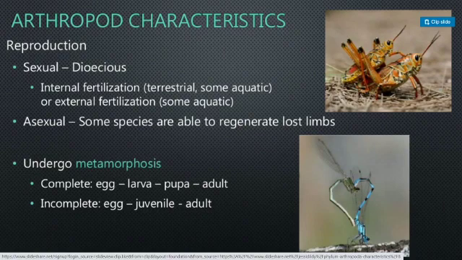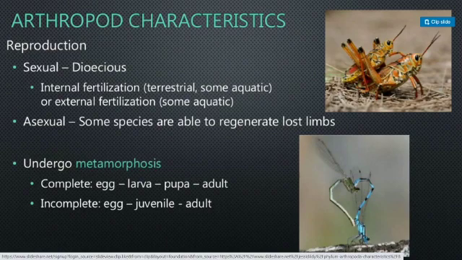But asexual reproduction is limited in arthropods, but some species are able to regenerate their lost limbs. Another special character of the arthropods is that they undergo metamorphosis. What is metamorphosis? All the changes occurring from the fertilization of an egg to the formation of an adult are collectively called metamorphosis. During metamorphosis, a larva undergoes a series of changes called ecdysis or molting, in which it casts off or removes its skin many times to attain its maximum size.